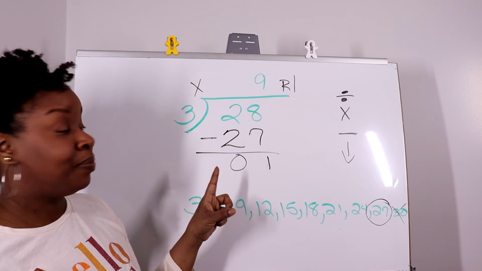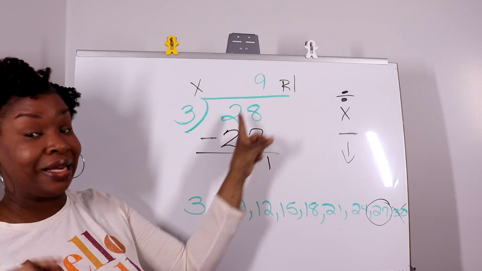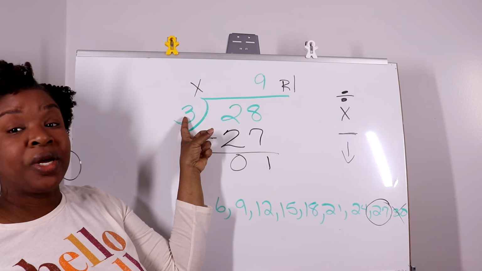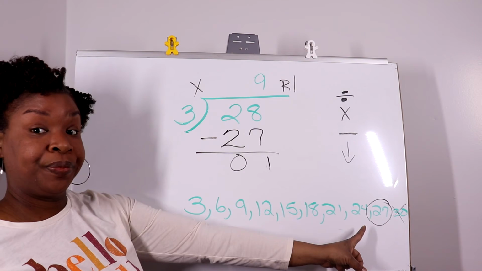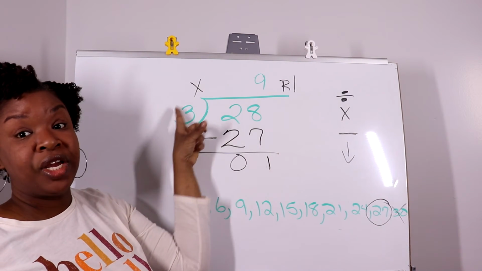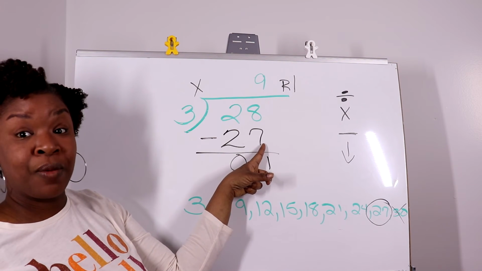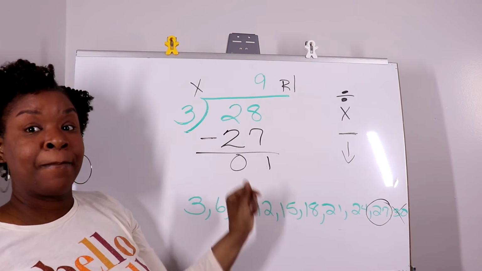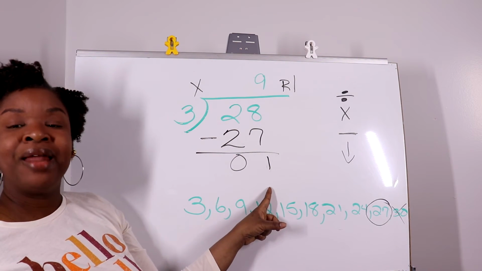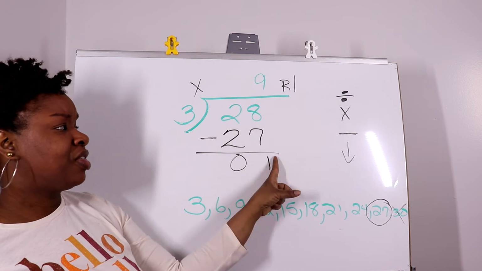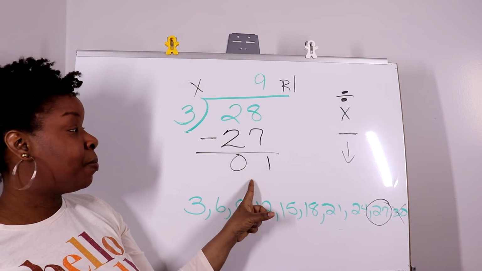So let's try this again. How many times can 3 go into 28? That's division. Dividing. First step. So 3 can go into 28 9 times. We figured that out because we did our skip counting. Now we're going to multiply. 3 times 9 equals 27. Next step, we're going to subtract. So now we're taking 27 away from 28, and we have 1. Next step is to bring down. But there's nothing to bring down. So that means our remainder is 1.